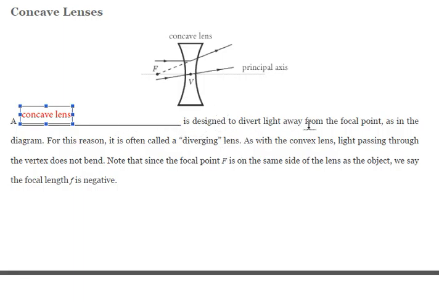Since it's designed to spread light away from the focal point, you might see it called a diverging lens. It bends the rays away so that they don't hit all in that single point. Like with the convex lens, light that passes through the vertex doesn't bend. It's able to go through in a straight line. Note that the focal point here is on the same side of the lens as the object. Since we're working with lenses, focal length is negative.